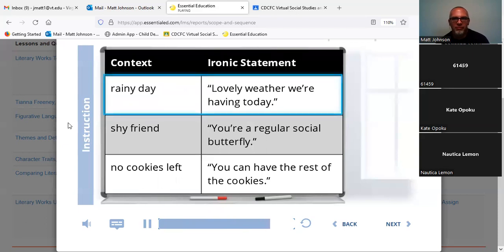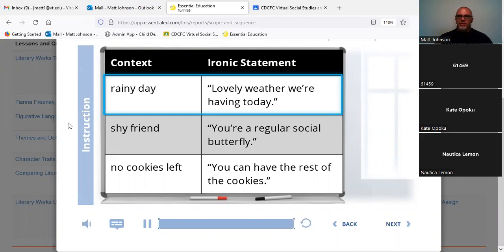A statement only becomes ironic in the right context. There's nothing special about saying, "Lovely weather we're having today," unless the weather isn't lovely. The context creates an expectation. If it's raining, you expect people to complain about the rain. You don't expect folks to say that it's lovely. That's the irony. Well, that's everything that I meant to cover. Let's test your learning.